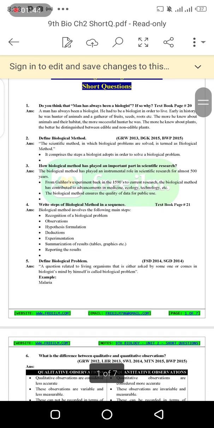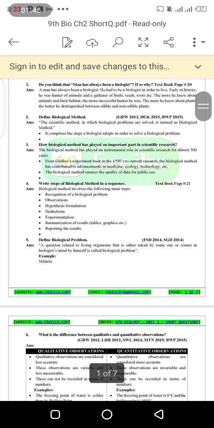Write the steps of the biological method in sequence. The biological method involves the following steps: recognition of the biological problem, observation, hypothesis formation, deduction, experimentation, summarization of results, and reporting the results.